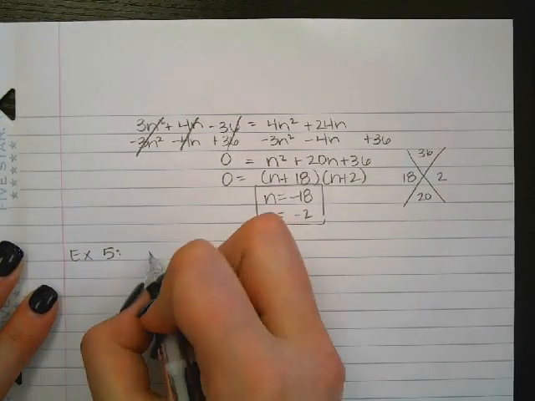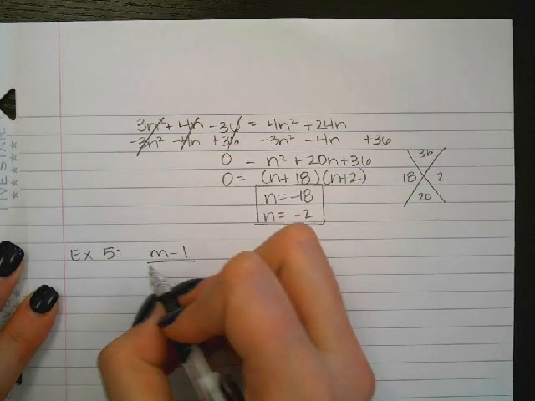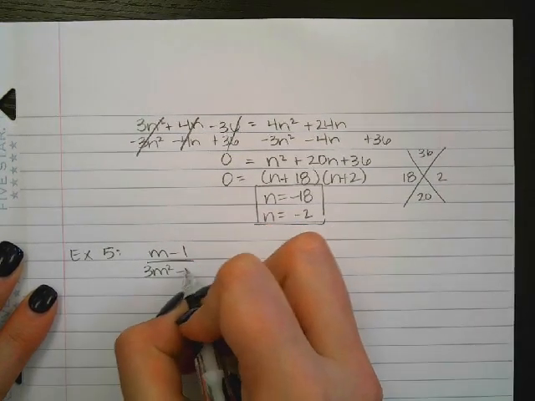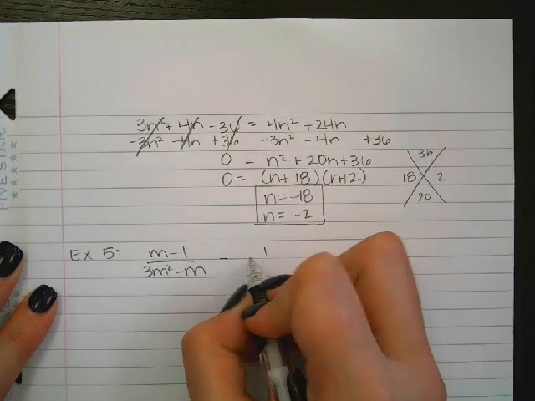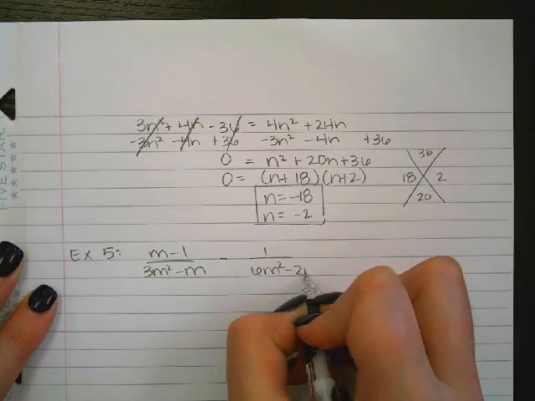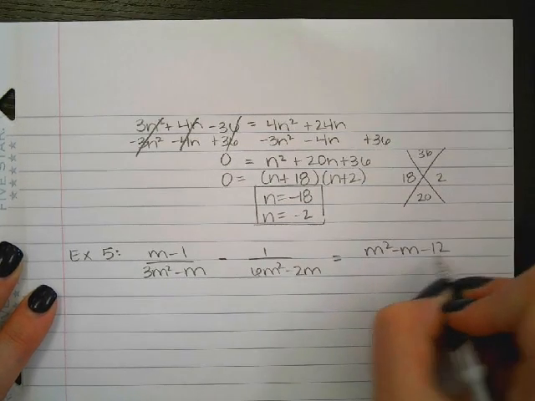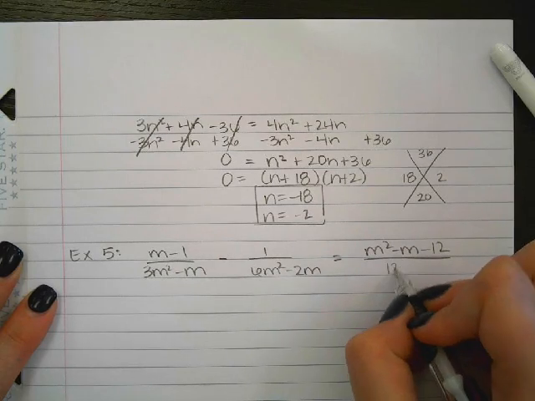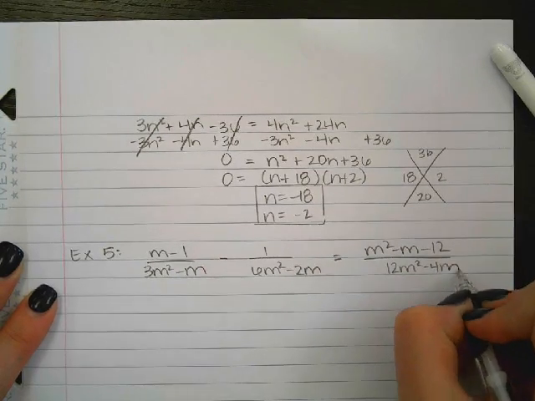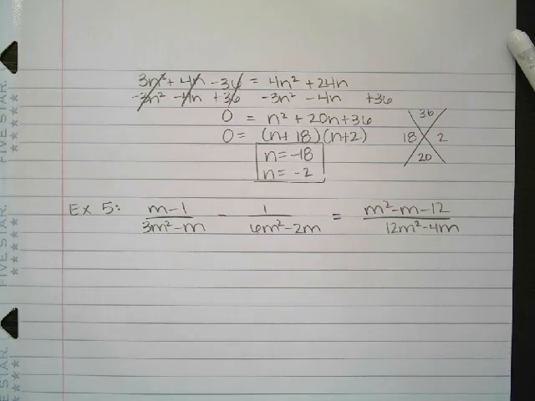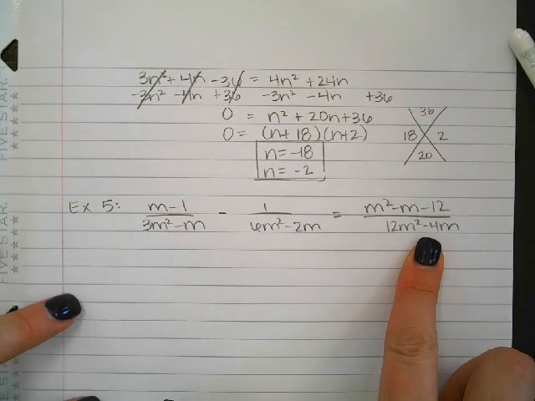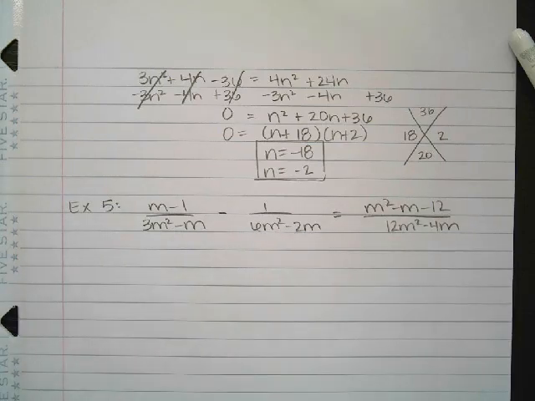So we have m minus 1 over 3m squared minus m, minus 1 over 6m squared minus 2m, equals m squared minus m minus 12 over 12m squared minus 4m. So all these denominators look pretty different right now, but I feel like they kind of look similar. Like they're definitely not the same, but they look very similar to me. So what I'm going to do is I'm going to factor each one so I can determine what's the same about them and what's different about them.